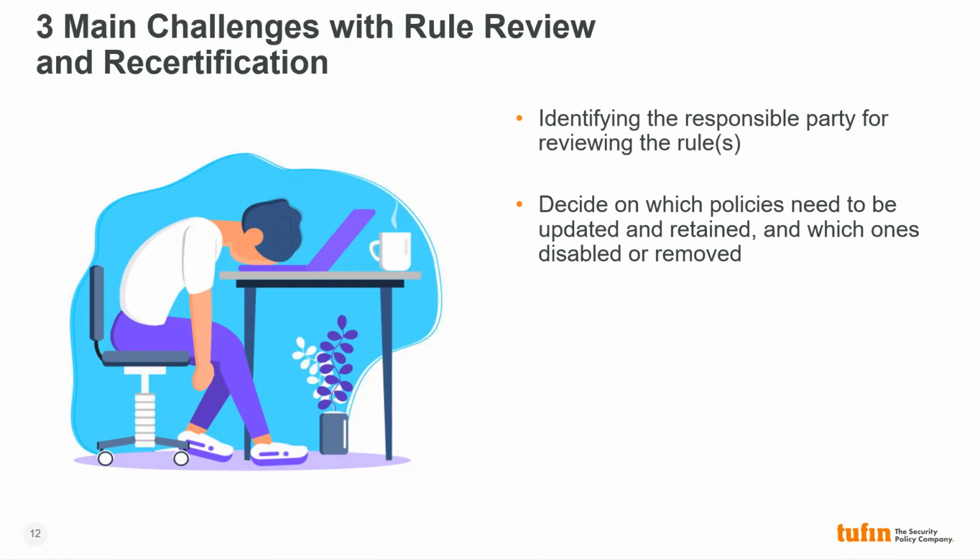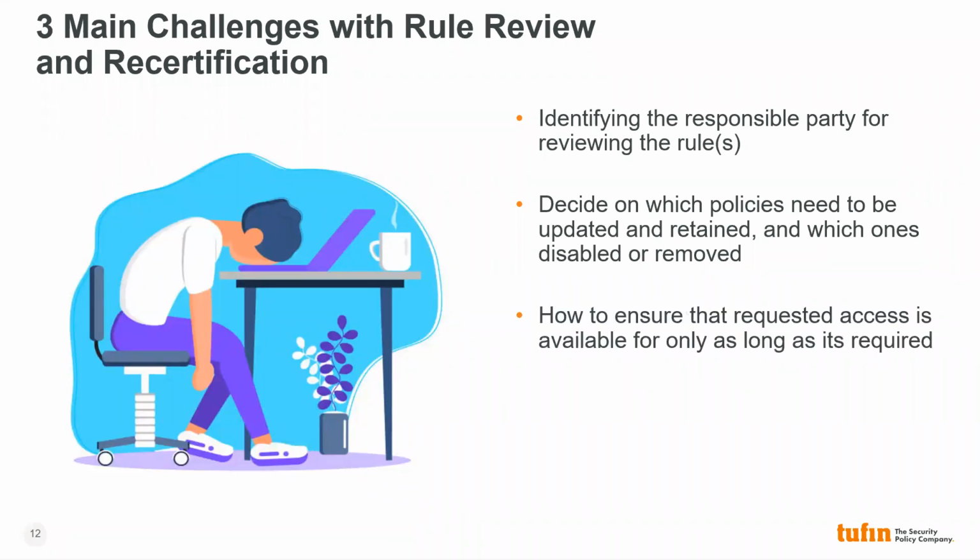And then how do you decide on which policies need to be updated and retained and which ones disabled or removed, right? How do we get to that point? How do I decide I need to remove these 10 rules and leave these 50 behind and so on? That can also be very difficult. And then finally, how do we ensure that the requested access is only available for as long as it's required?